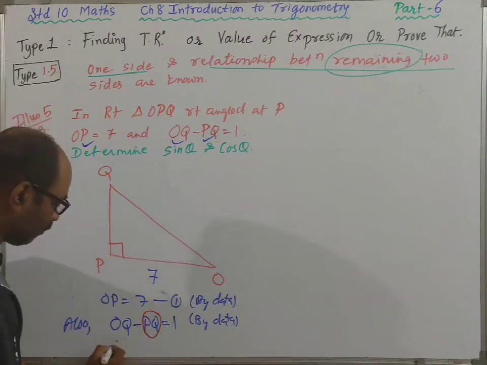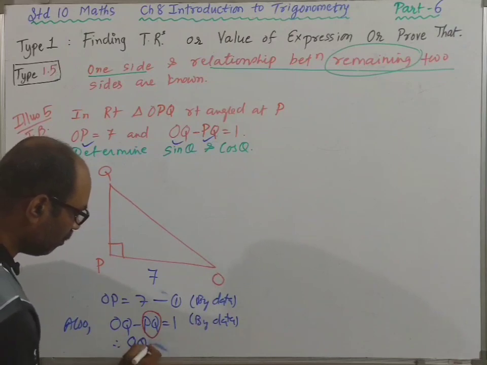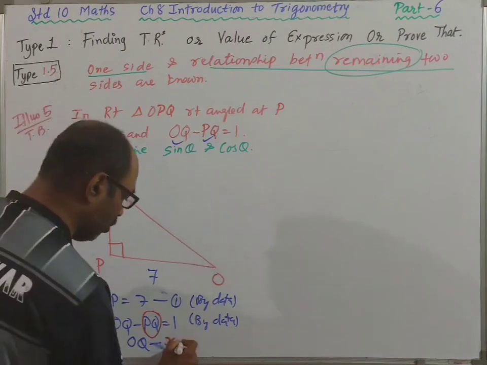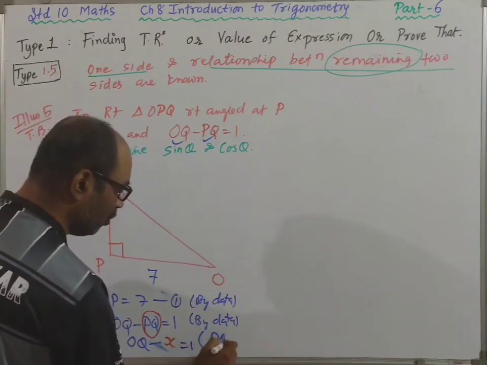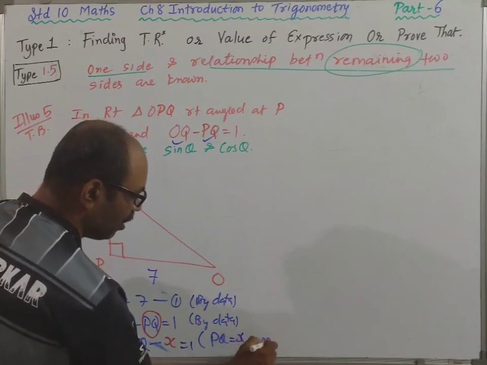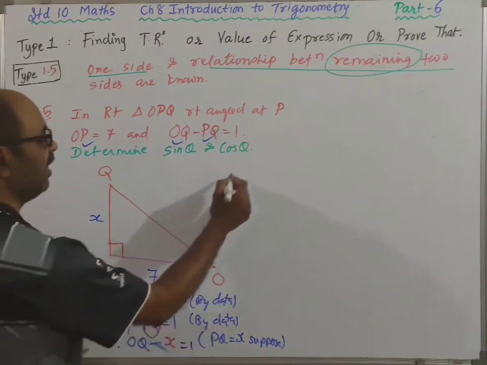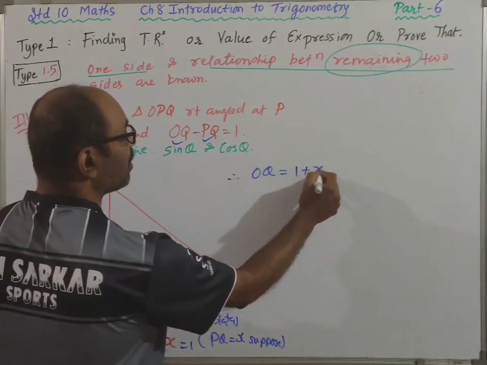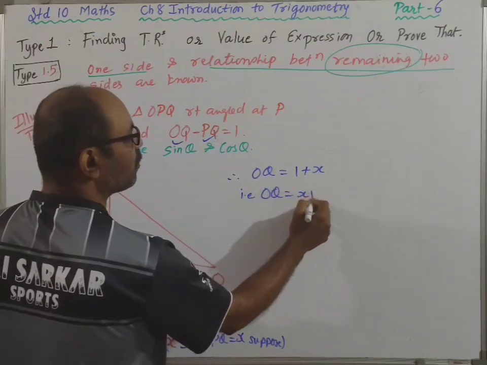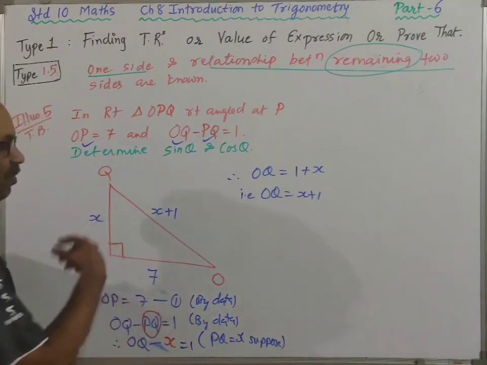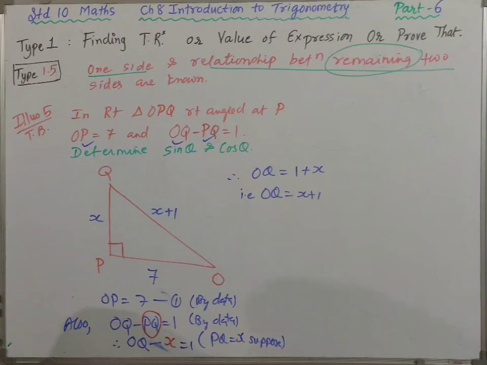So OQ remains the same. OQ minus, in place of PQ, I am putting X, is equal to 1, where PQ is equal to X. Suppose you have taken PQ is equal to X. So I am going to write here PQ is X. Take X on the other side. Therefore, OQ is equal to 1 plus X, i.e. OQ is equal to X plus 1. Commutative property, correct? So this is going to be X plus 1. Now, using Pythagoras, you will have to find the value of X.